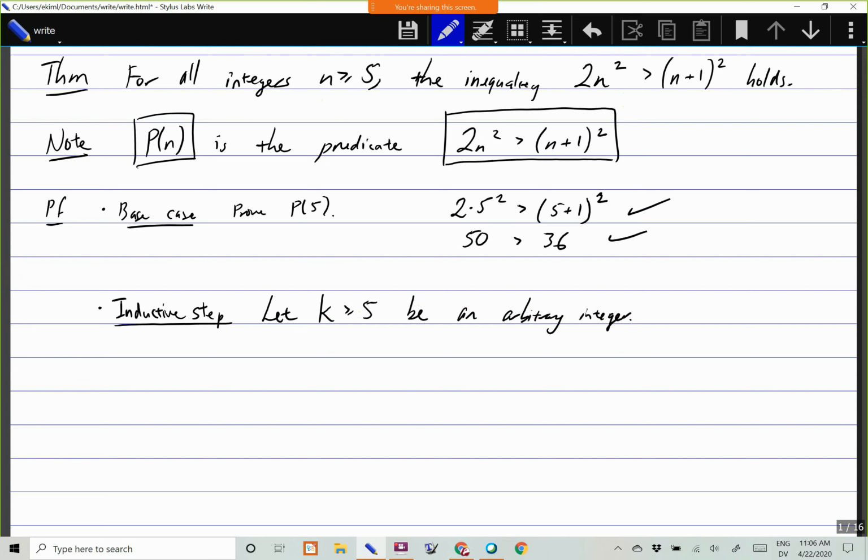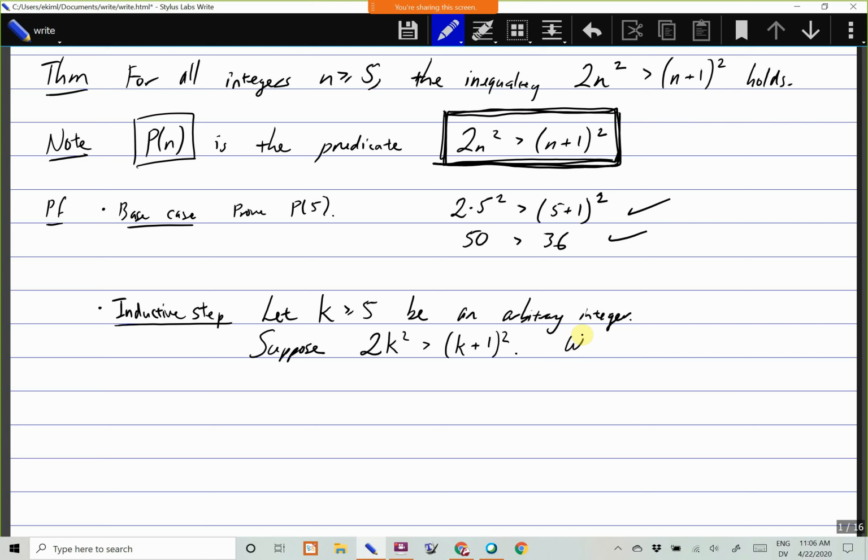Now we want to still prove that P of k implies P of k plus 1. So we'll suppose P of k. Supposing P of k means, well, that's P of n in the box up here. For P of k, we just need to replace all the n's with k's, right? So we'll suppose that 2 times k squared is greater than (k plus 1) quantity squared. That's P of k. It looks just like P of n, just replacing all the n's with k's.